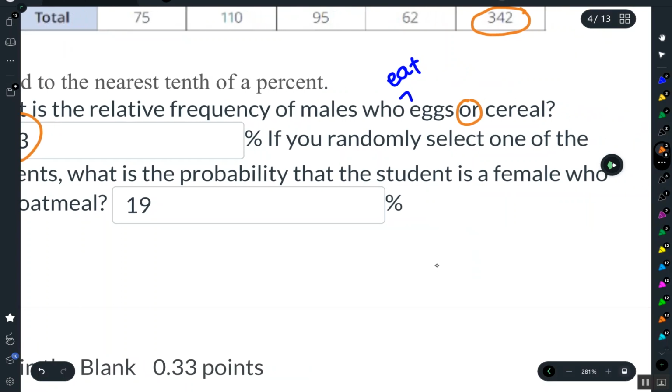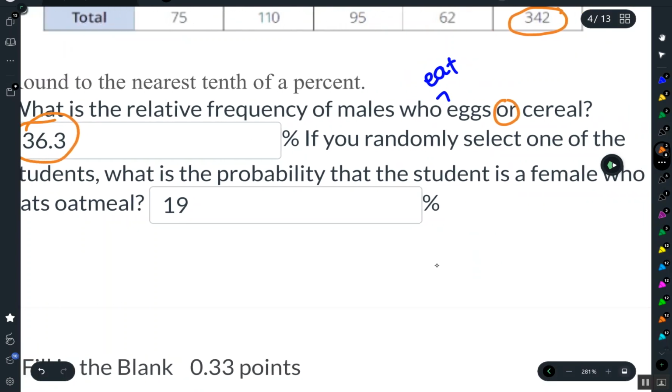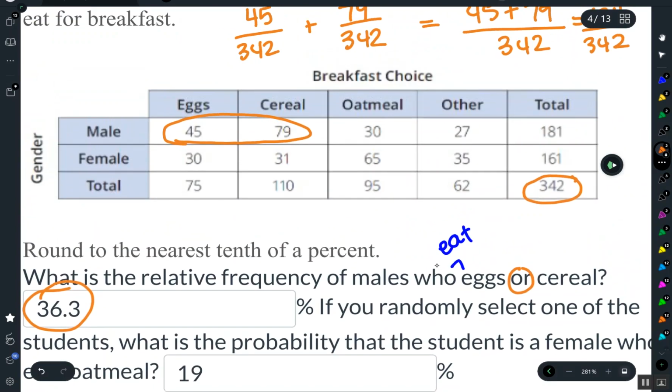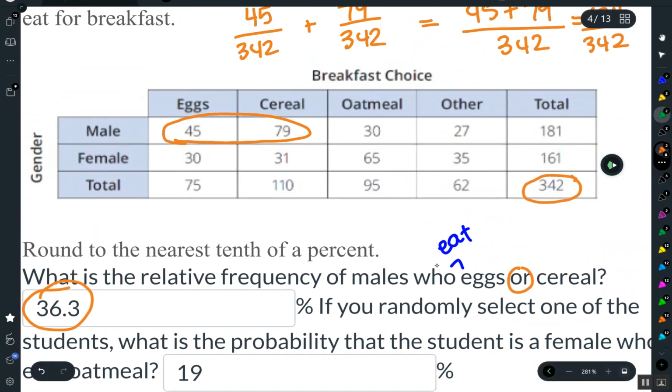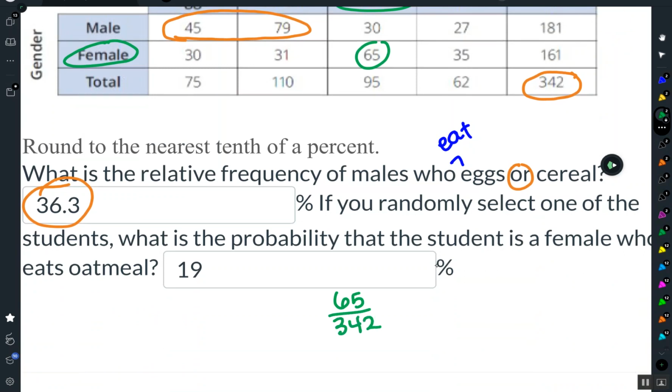Okay, then there's a second part. If you randomly select one of the students, what is the probability that that student is a female who eats oatmeal? So we got to look here and find female who eats oatmeal. Female column is here, oatmeal is here, that's 65. So that's going to be 65 out of 342. No adding necessary here. And it gives you 19%.